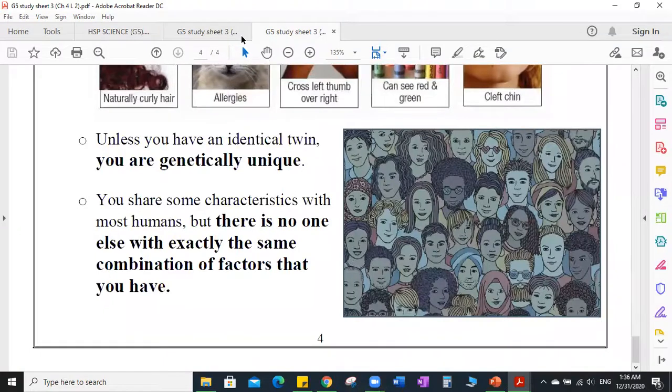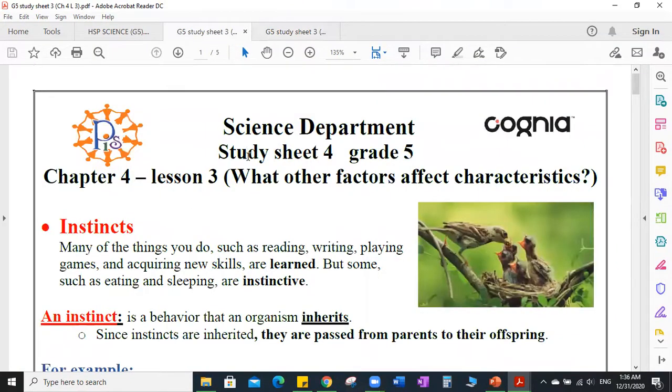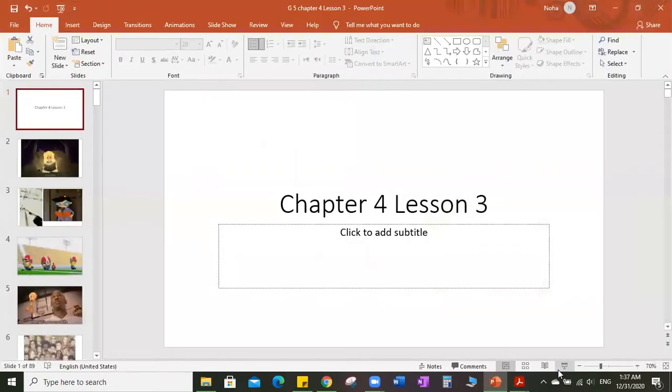Today, we will learn about other factors that can affect the characteristics the organisms have. Some of the definitions we are learning about this time, you learned about last year when you were in grade 4, but we will continue with some new information for you, okay? So let's start with the PowerPoint.